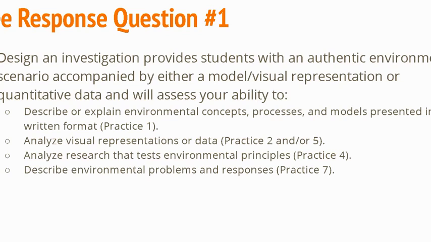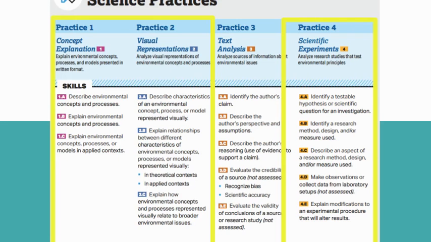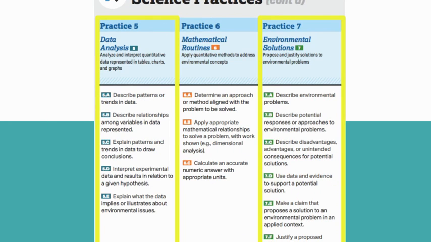Now let's get into our FRQs. So we said FRQ number 1, that's where we're designing an investigation. You're going to be provided some sort of authentic environmental scenario, probably accompanied by maybe a model, visual representation, maybe even quantitative data. You're going to have to then propose some sort of environmental experiment, investigation, and so on. Once again, this type of FRQ is going to be assessing you on practice 1, 2, 4, 5, and 7.